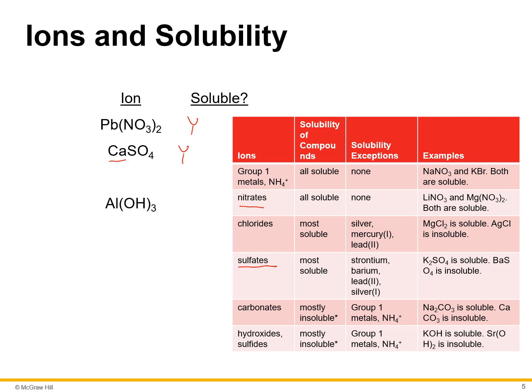And for aluminum hydroxide, with the hydroxides, almost everything is insoluble, with the exception of group 1 metals, the alkali metals, and ammonium. So this one will be insoluble. It will form a precipitate. It will not be soluble in water.